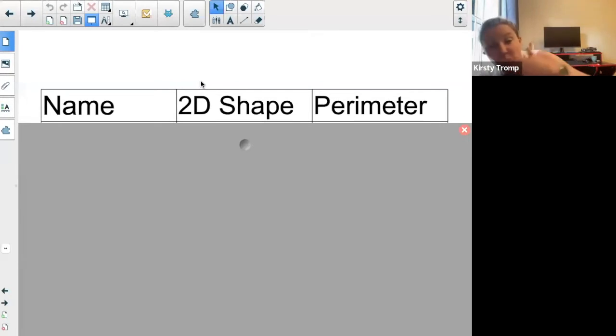Tonight's lesson is on perimeter. Okay, so tonight we're looking at perimeter of shapes. Now, how do I remember what the difference is between perimeter and area?